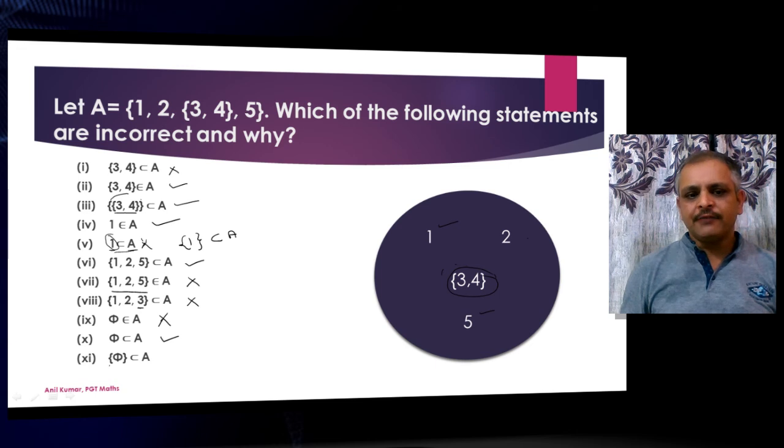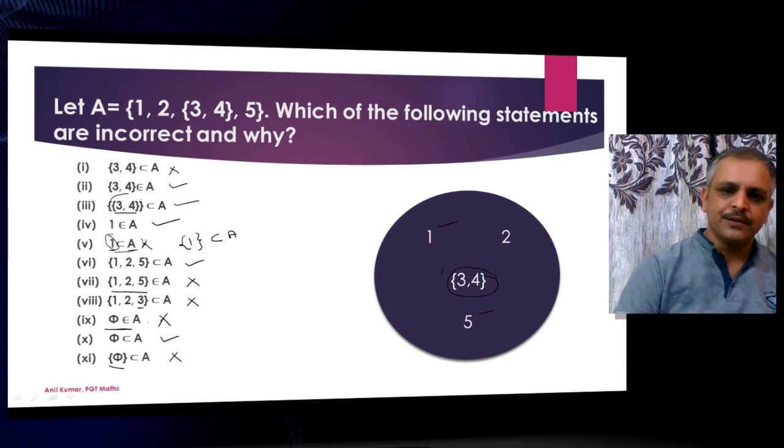The set {5} means it has an element named 5. So no element 5 is available. We discussed this in part 9 also. We have no element named 5. So it's a wrong statement.